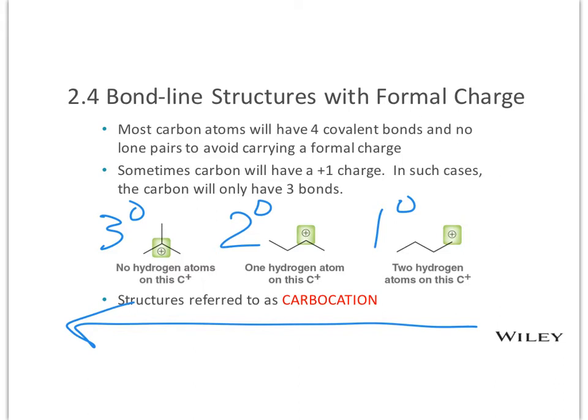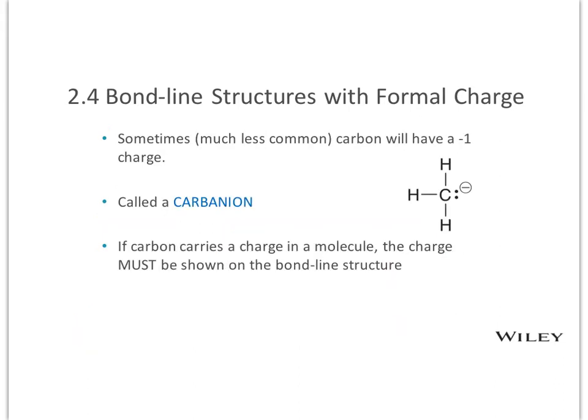What else could we have? Well, sometimes you will have a carbon that isn't carrying a positive charge, but it's carrying a negative charge. This is called a carbanion. So we have a -1 formal charge on a carbanion. How do we get there? Well, we have our carbon, it's attached to 3 hydrogens, and then it has a lone pair. So this carbon, which is in, of course, group 4, has 1, 2, 3, 4, 5 electrons around it. So it has 5, it wants 4. That's how we get a formal charge of -1.